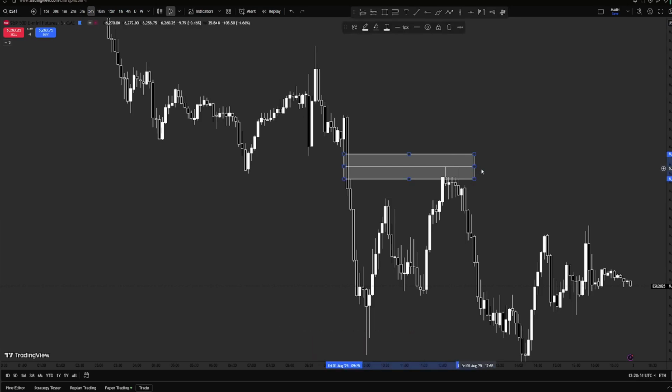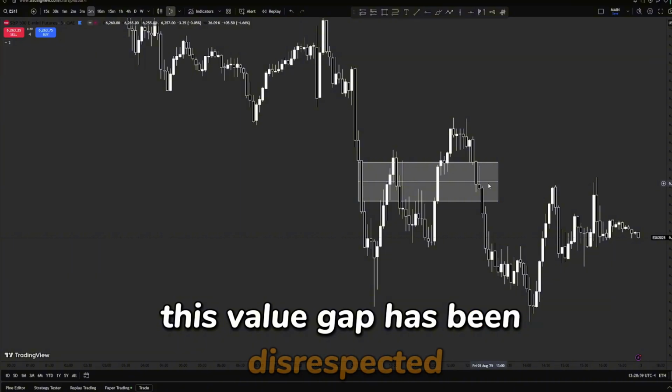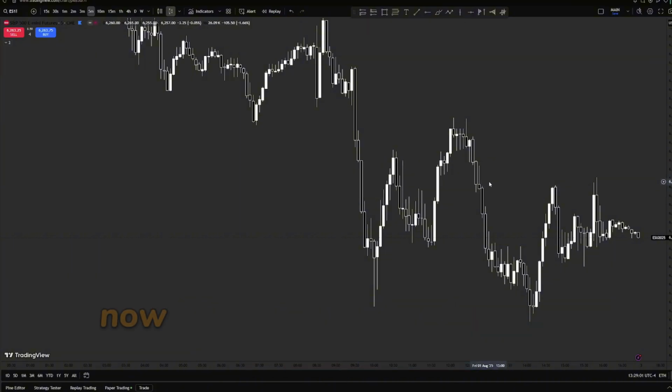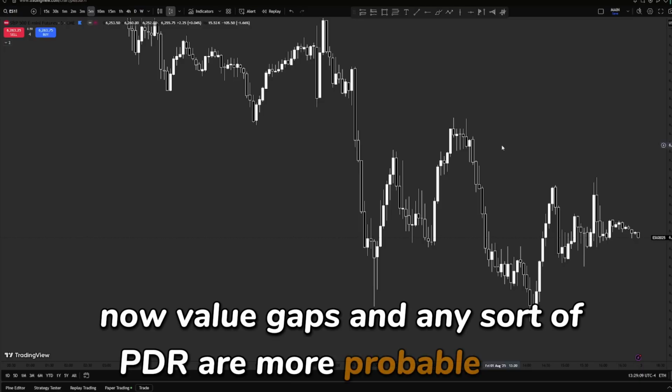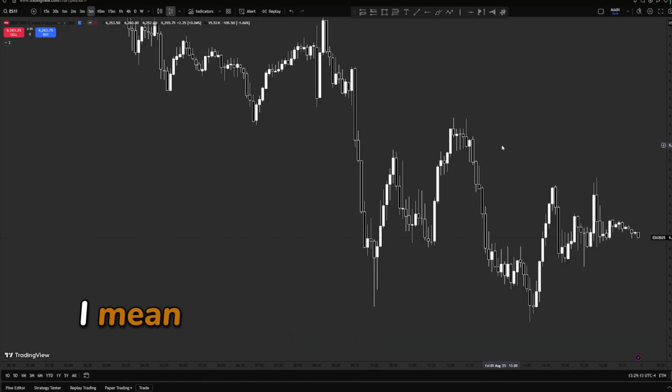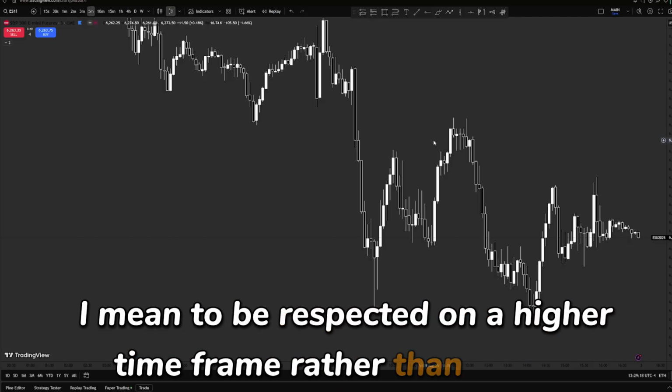However, if we take this fair value gap, this fair value gap has been disrespected. Now, fair value gaps and any sort of PD array are more probable to hit. When I say hit, I mean to be respected on a higher time frame rather than a lower.